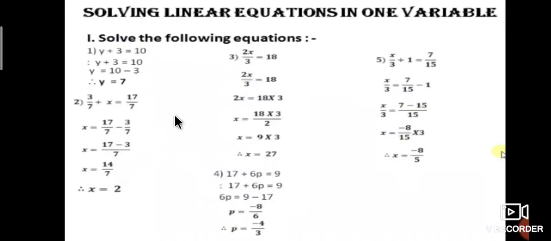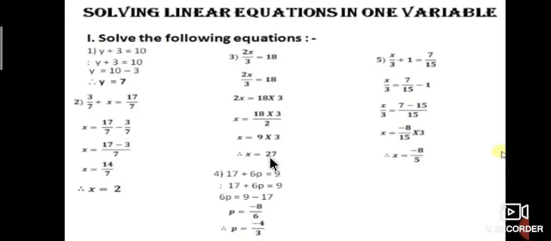Third one is 2x divided by 3 is equal to 18. According to this equation, 2x is equal to 18 into 3. X is equal to 18 into 3 divided by 2. Then again transposing, 2 nines are 18. Therefore, x is equal to 9 into 3. X is equal to 27 is the solution of the equation.